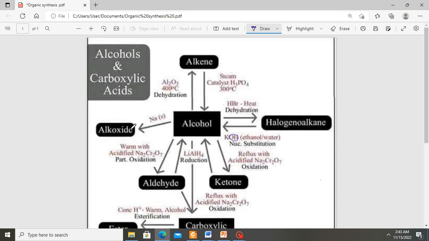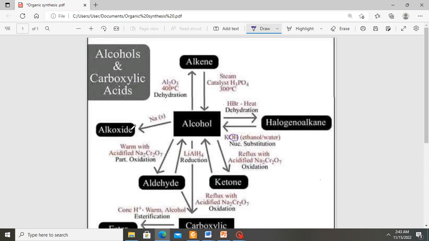An alkoxide ion is an alcohol that has lost one hydrogen. An OH group which has lost one hydrogen keeps the oxygen with a negative charge. Such an ionic alcohol is called an alkoxide ion.